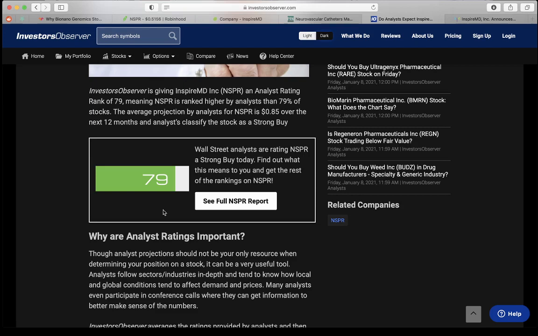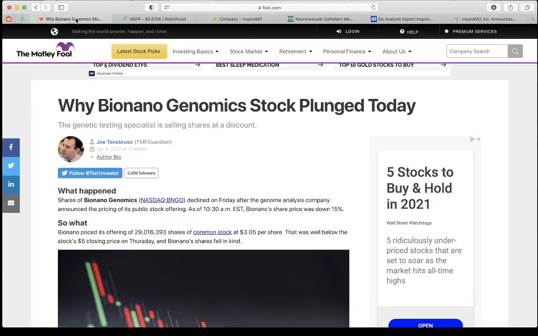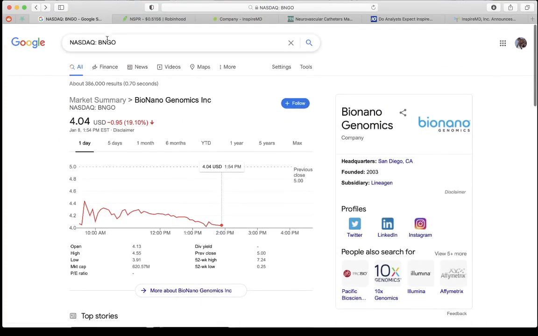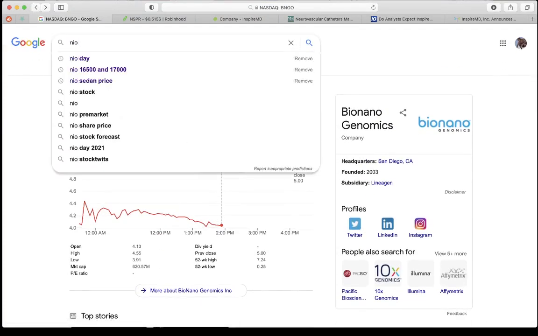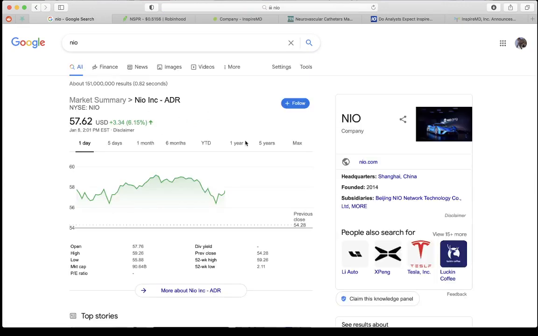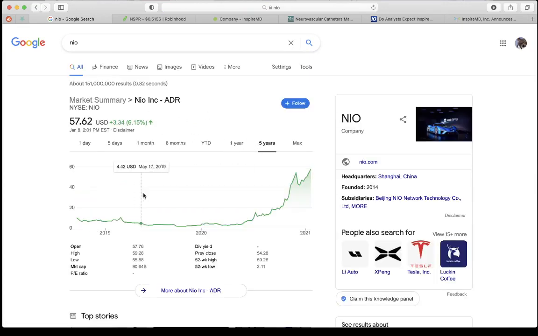Just like how all the EV companies, just a year or so ago, were all trading at nothing. Let's look at NIO. How was NIO trading last year? NIO was trading at about a dollar or so. Nobody cared about EV stocks back then.